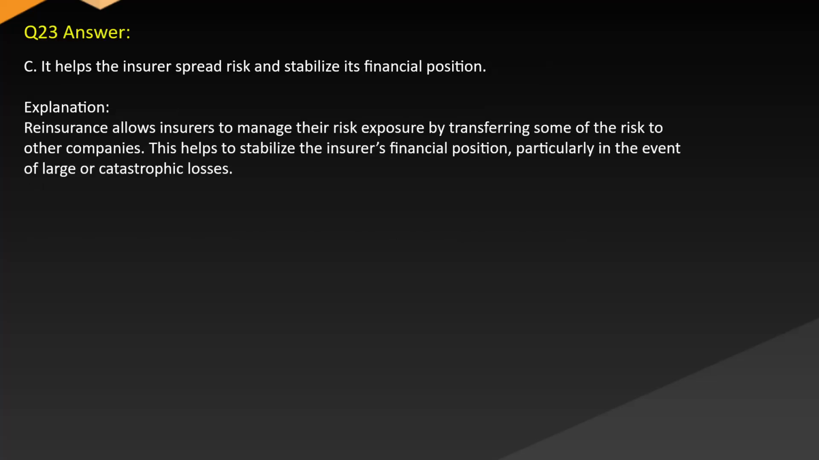Answer: C. It helps the insurer spread risk and stabilize its financial position. Explanation: reinsurance allows insurers to manage their risk exposure by transferring some of the risk to other companies. This helps to stabilize the insurer's financial position, particularly in the event of large or catastrophic losses.